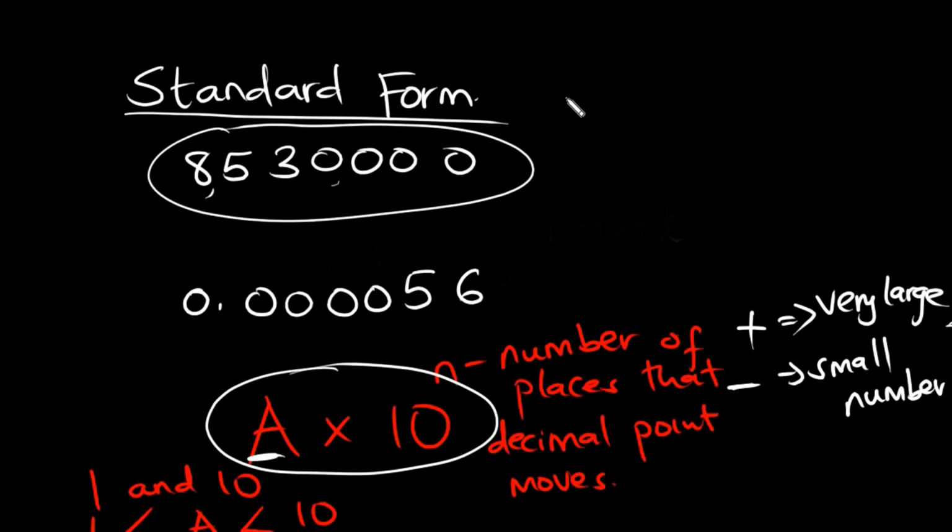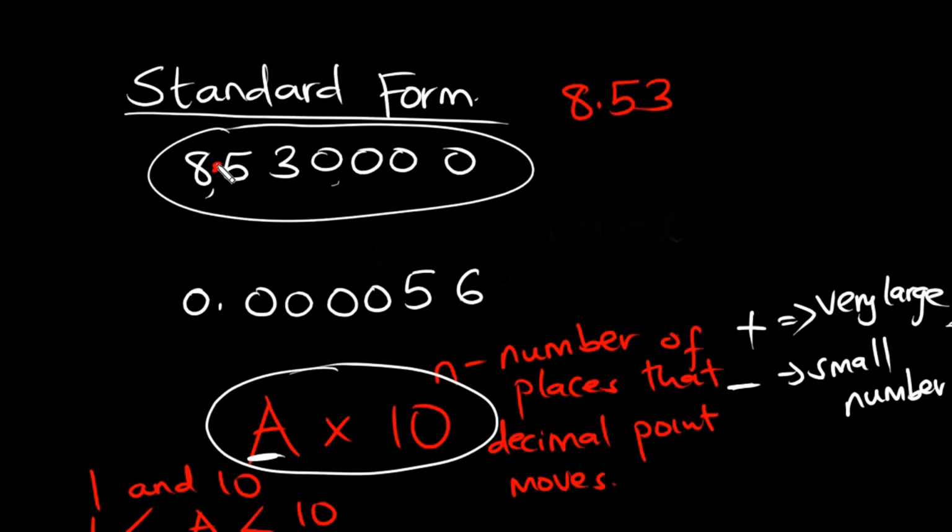So I will have 8.53. Yeah, so the decimal point would be right here. Then the other question that we have to ask ourselves is this: how many places has the decimal point moved for it to be here? How many places has it moved?